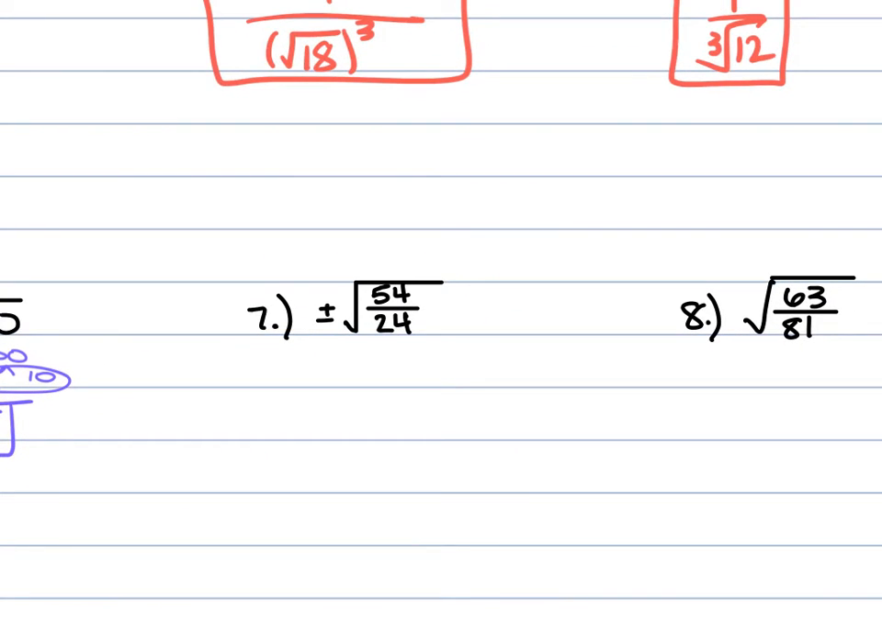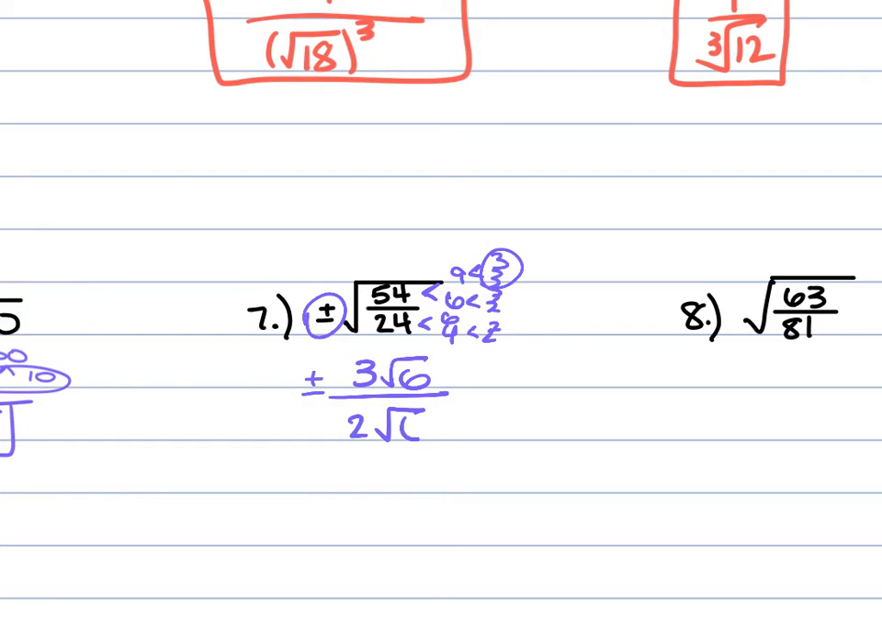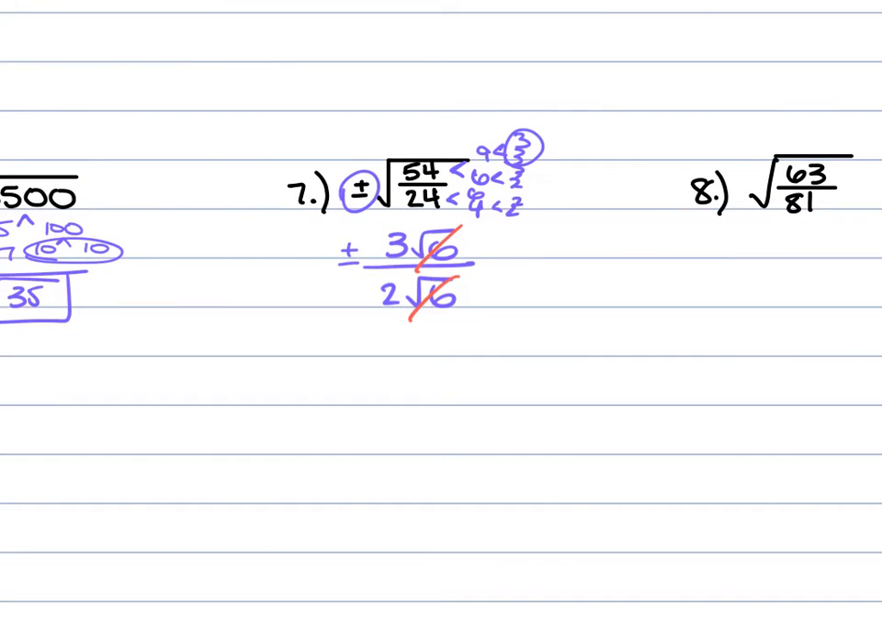For 7, we have plus or minus the square root of 54 over 24, so 54 is 6 and 9, the 9 is 3 and 3, the 6 is 2 and 3, so 2 3's, keep the plus or minus out in front, that's 3 square root 2, or sorry, 3 square root 6. This 24 is 4 and 6, the 4 is 2 and 2, the 6 is 2 and 3, so it's just 2 square root 6. Now from here, those square roots of 6 cancel out, so we just have plus or minus 3 over 2.